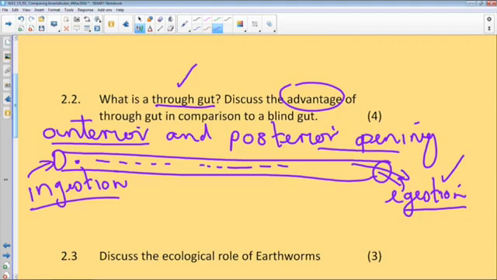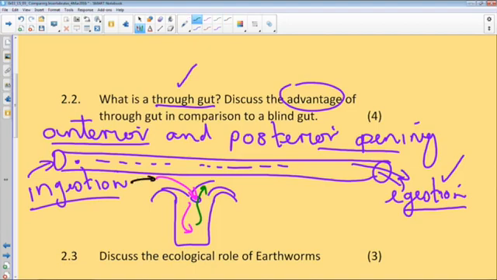Guys, if we compare a blind gut, and I'll try and draw a diagram of a hydra here, a blind gut essentially is an organism that has a common oral opening through which food will enter. Let me just change the color of my pen. Here you're going to find food that enters, goes into the body cavity, undergoes digestion, and then through that same opening the waste products are released. So here we have ingestion occurring through the anterior end and egestion occurring also through the same anterior opening.